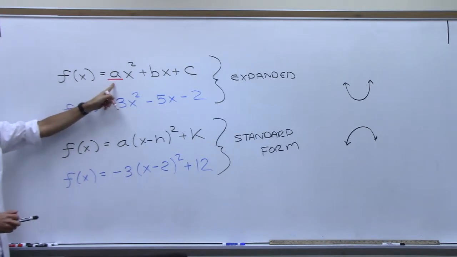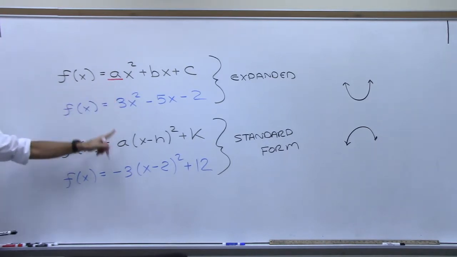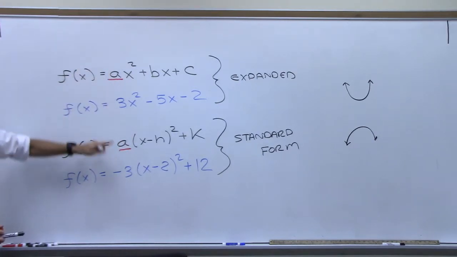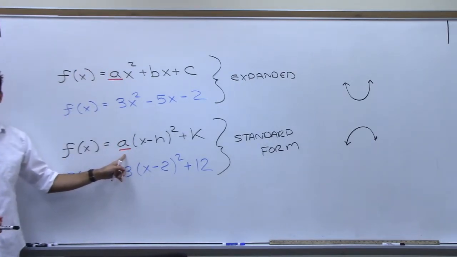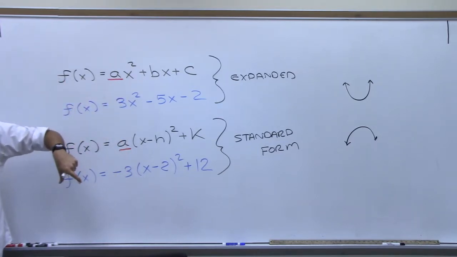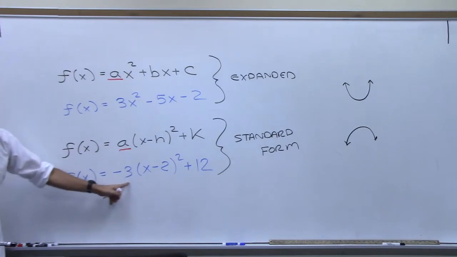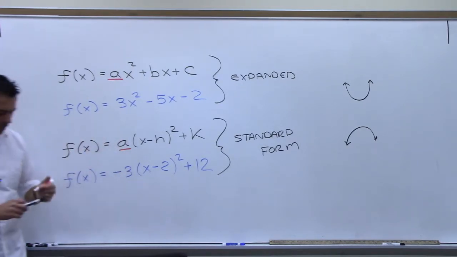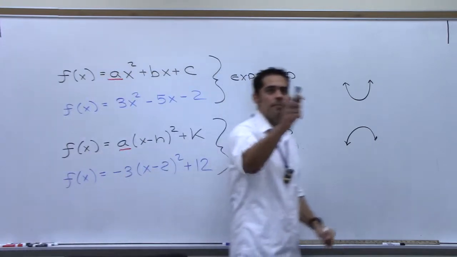See how that is an A here? This right here is also A. These A's are the same, okay? If that's a positive number, it opens up. If it's a negative number, it opens down, right? So in this example, we knew this one opened down. This one would open up. Got it? So that's what that part 2 says.